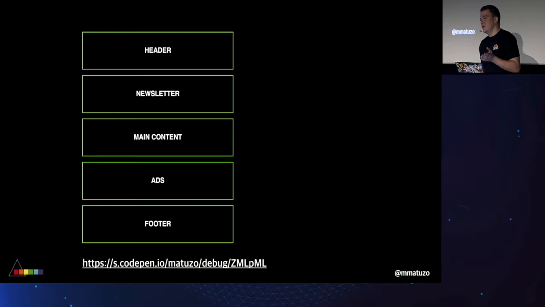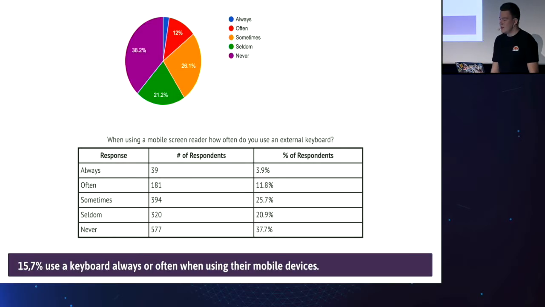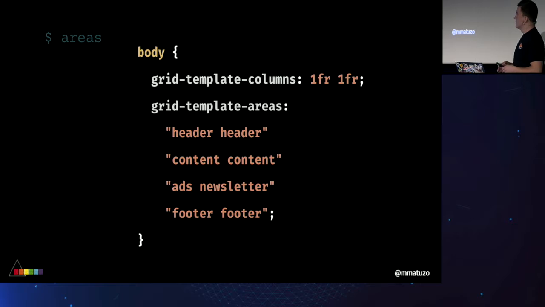Now you might say, who uses a keyboard on mobile? Well, according to the screen reader survey of last year, 15.7% of participants use a keyboard on their mobile device. And this doesn't just apply to mobile devices. You can also use grid template areas for building multi-column layout. So you could set the breakpoint using media queries and just change the layout.